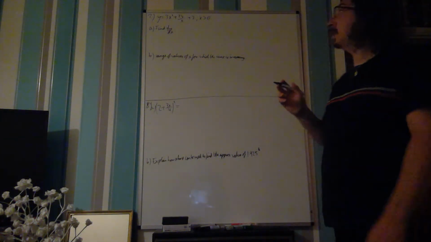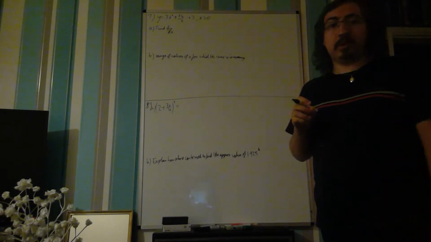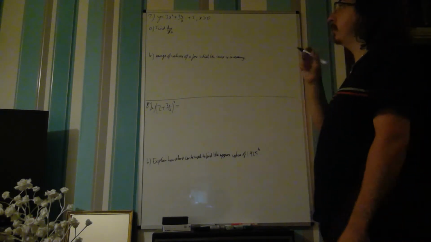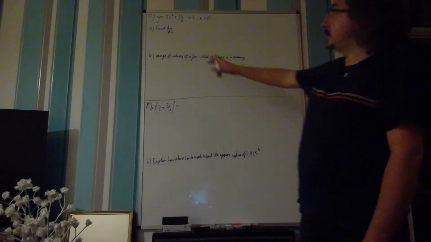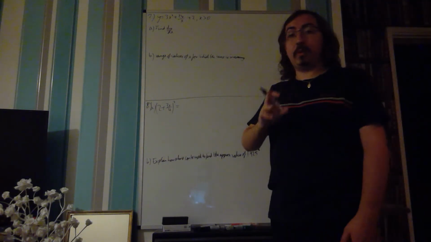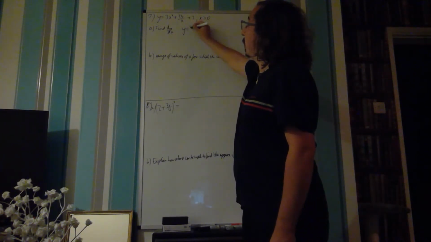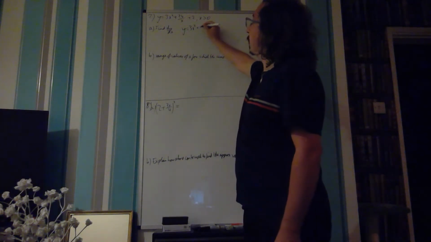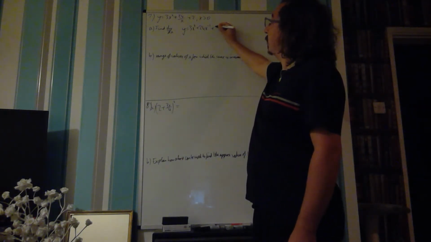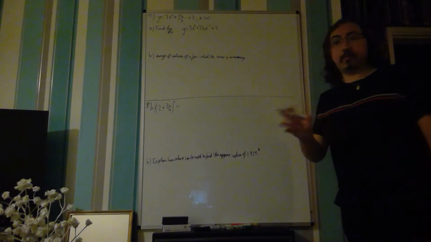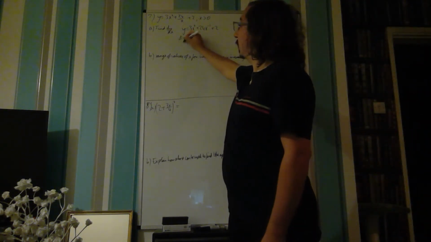So, question 7, we're given y equals 3x squared plus 24 over x plus 2, where x is greater than 0. Part A says find dy by dx. So we need to differentiate our expression, but before we do that, again, we don't like this fraction. So y equals 3x squared plus 24x to the minus 1 plus 2. So that's your starting point.